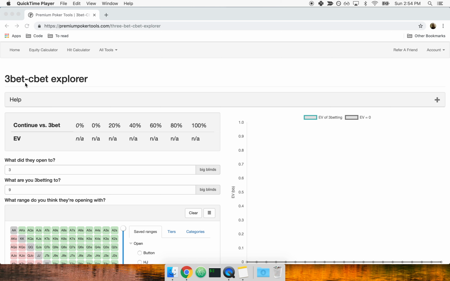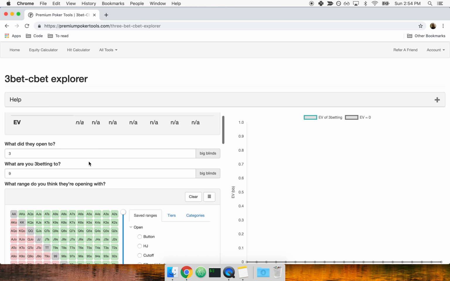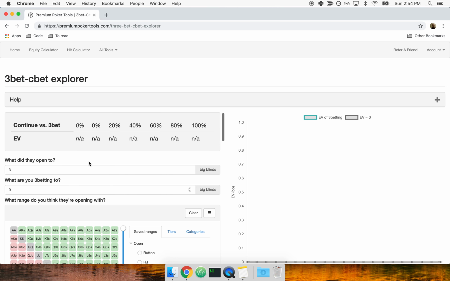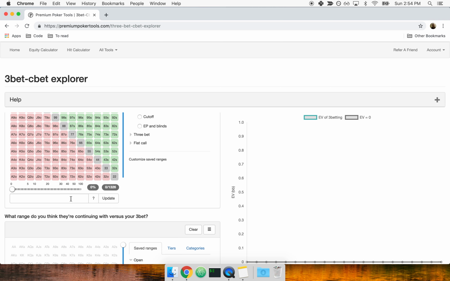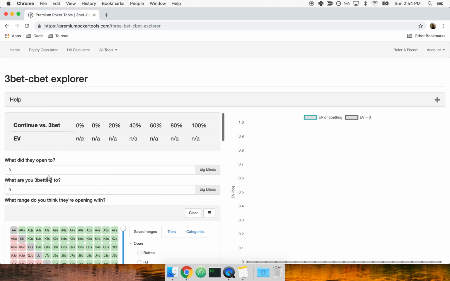I want to show you how I use this 3-bet Cbet Explorer tool to study, and give you my takeaways and insights into what makes a 3-bet bluff profitable. I'm going to start off by putting in some default values, and then I'm going to talk about how different variables affect the profitability of 3-bet bluffing.